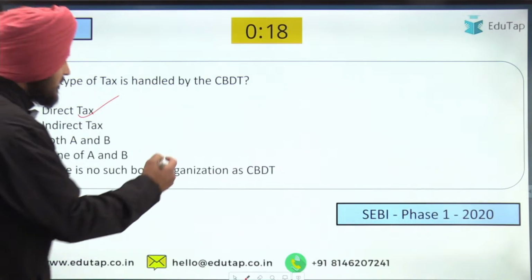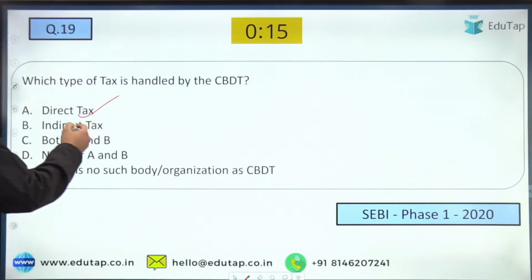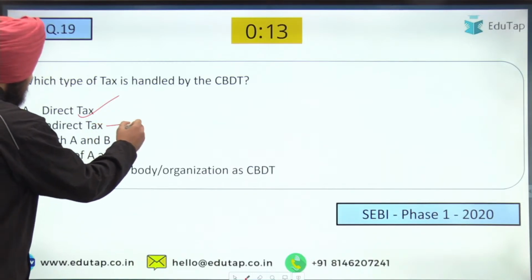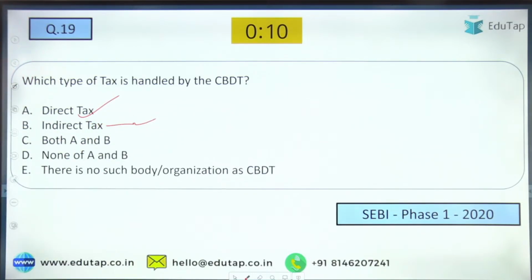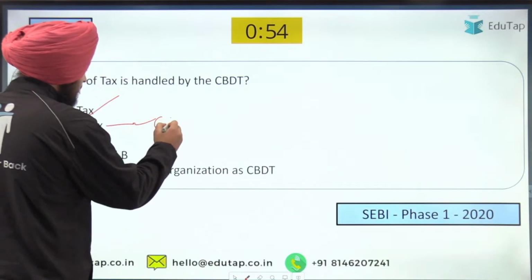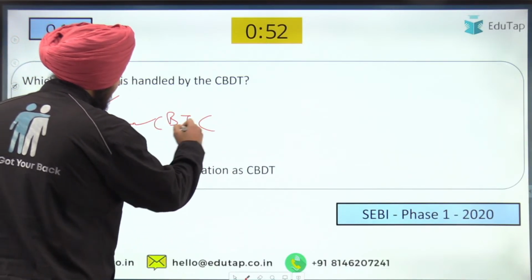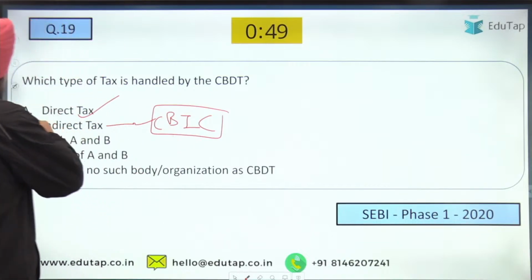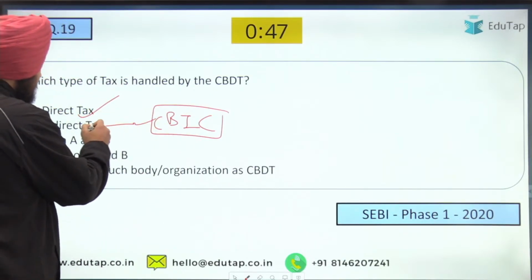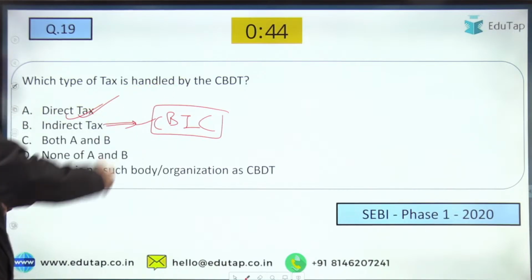And if I ask you an extra question, which body basically handles the indirect tax? Will the answer remain the same? So it will be CBIC then. For this, it will be CBIC, Central Board of Indirect Taxes and Customs. So this is going to be the answer with respect to that. If the question changes, if it is regarding the indirect tax, fine. For the direct tax, we have CBDT.